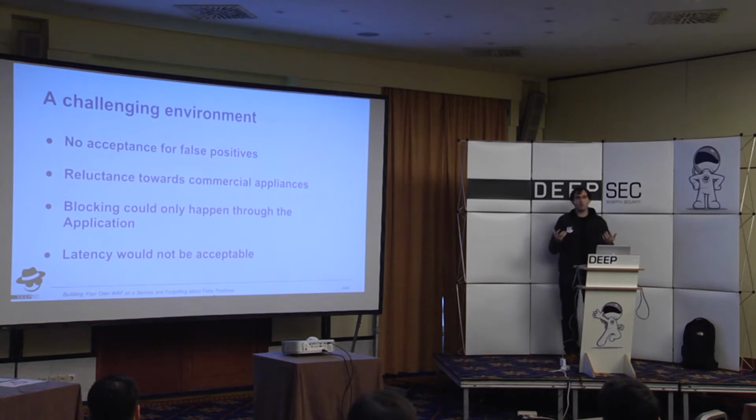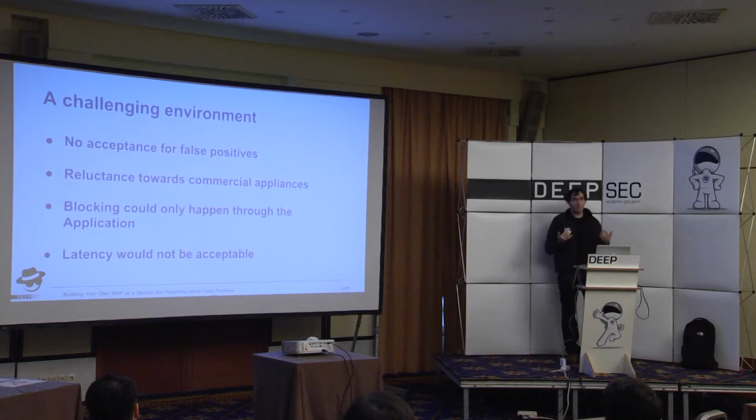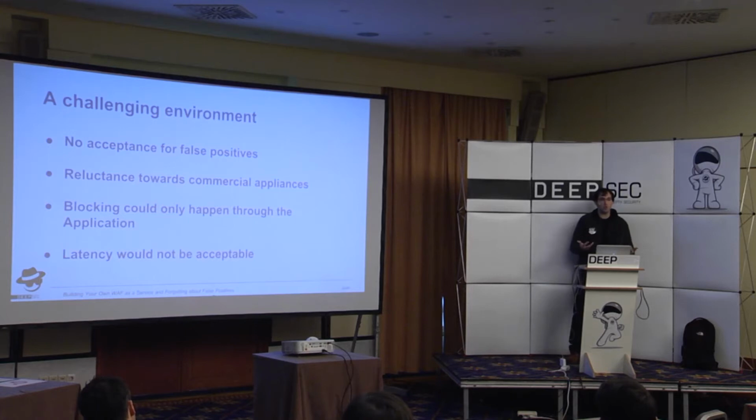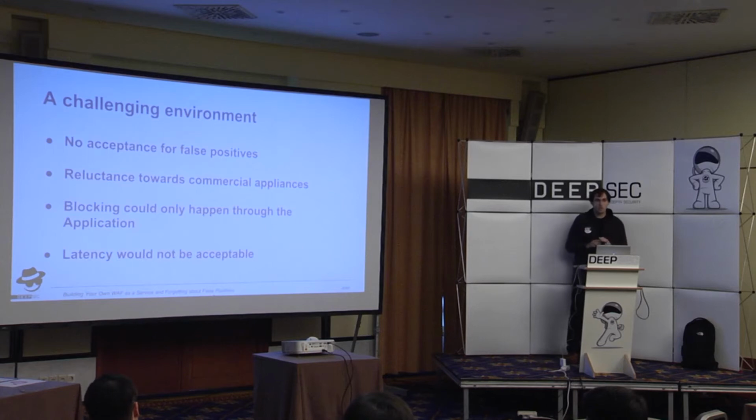Then having a commercial appliance, which is basically a black box between your users and your web servers, was not something appreciated. And one of the requirements was that the blocking could only happen through the application. This means that the application itself would decide if it wants to block or not, and this would go into the whole metric system of the application itself, so that developers themselves can really understand what's going on. And of course, latency was a huge issue. Suddenly adding tens of milliseconds to every single request was not an option.